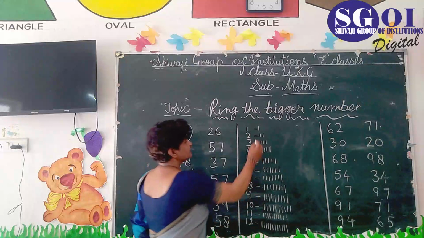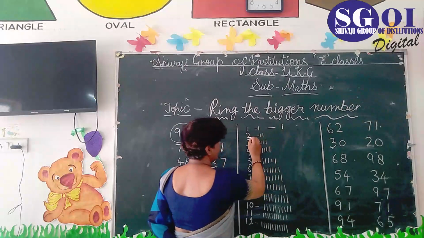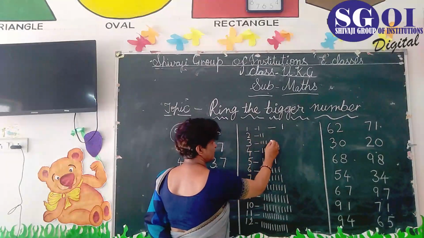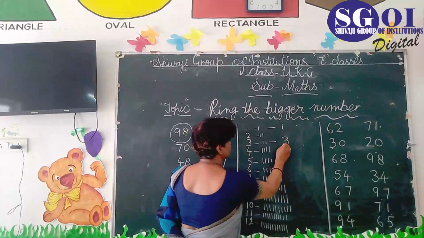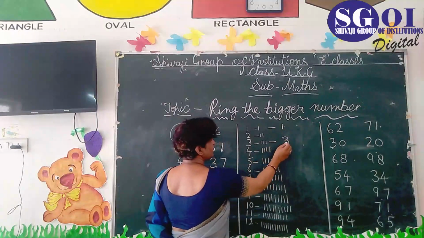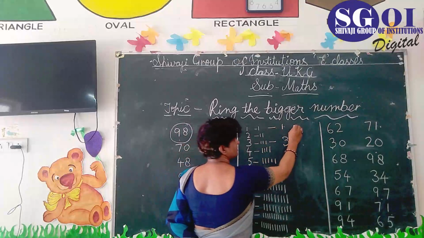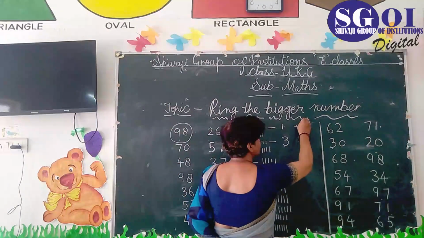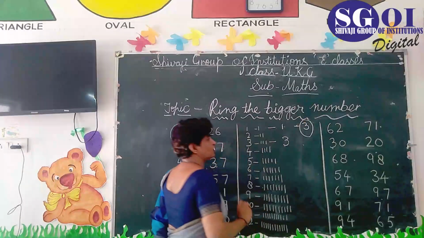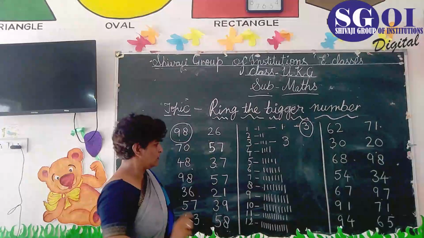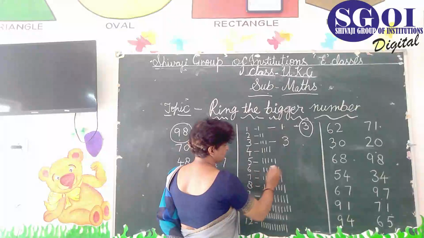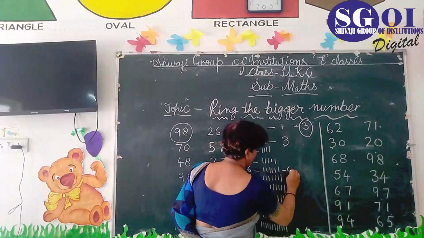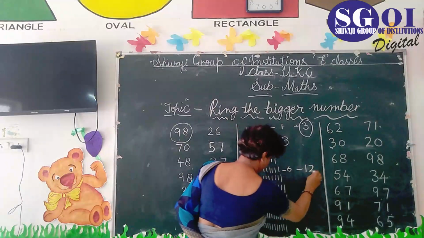So look here. This is number 1. Okay. And this is number 2. And this is number 3. Okay. So which number is bigger in between 1 and 3? 3 is bigger than 1 now. 3 is bigger than 1. So we will circle number 3. We have to circle only the bigger number. Look here also. Here number 6 is written over here. Okay. And number 12 is written over here.